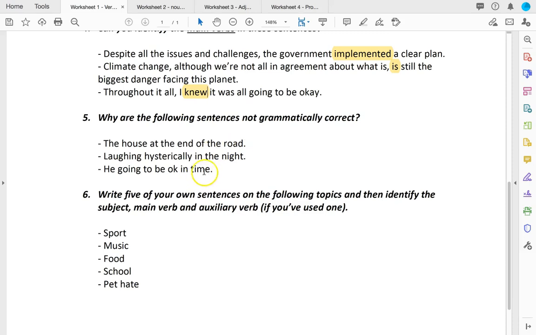And in the last one, he going to be okay in time? Well, that's missing an auxiliary verb. It needs to have: he is going to be okay in time.